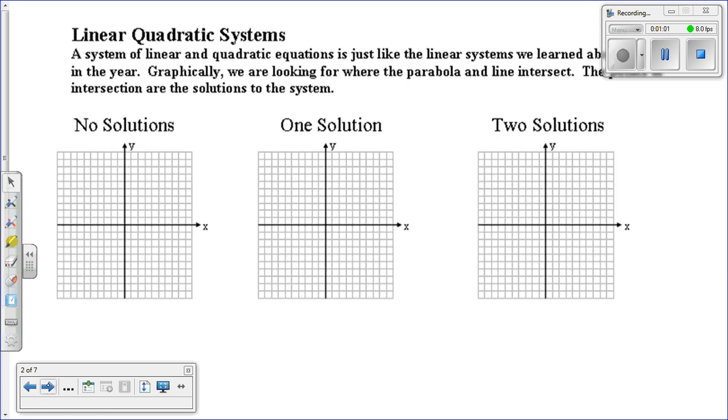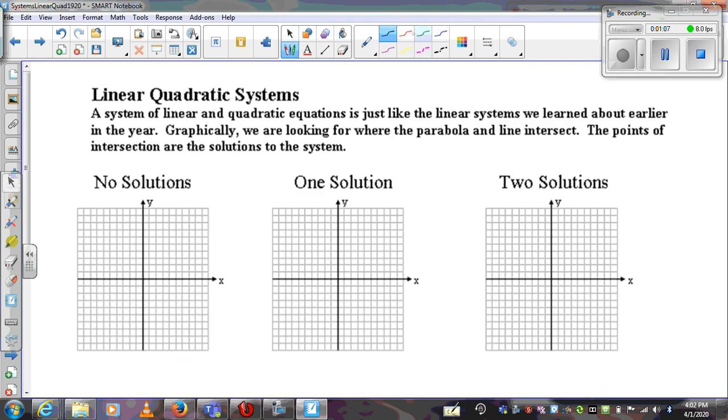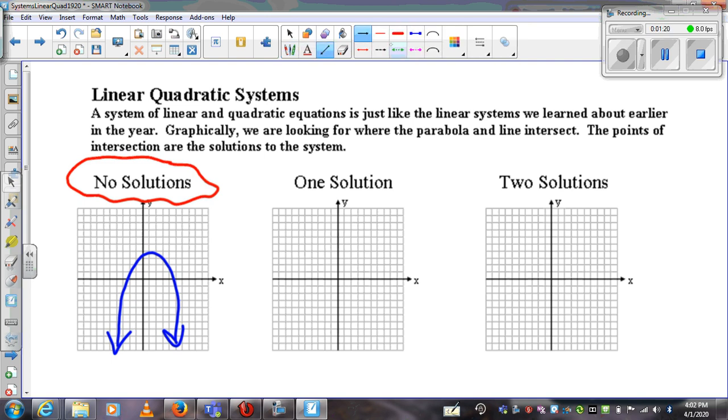So if you're someone who's taking notes on your own piece of paper, don't worry about any of these paragraphs or anything else like that. What I want you to worry about, or just jot down, is what does it look like if it's a no solution? If it's a no solution, then essentially you'll have a parabola, and you'll have a line that's going to go something like that. It won't cross. There's no way it can cross.